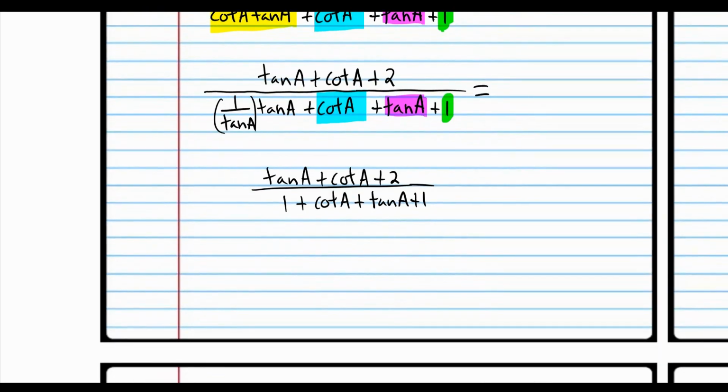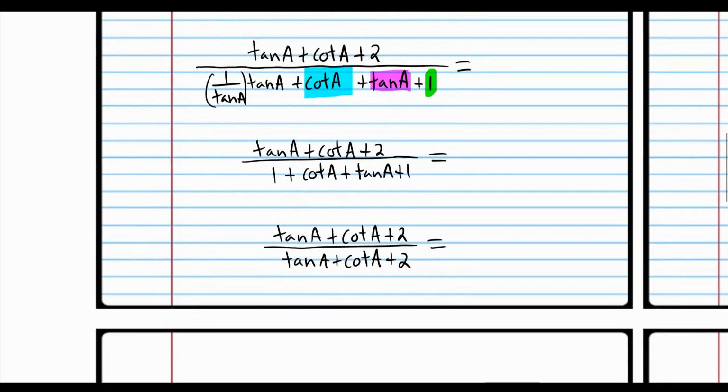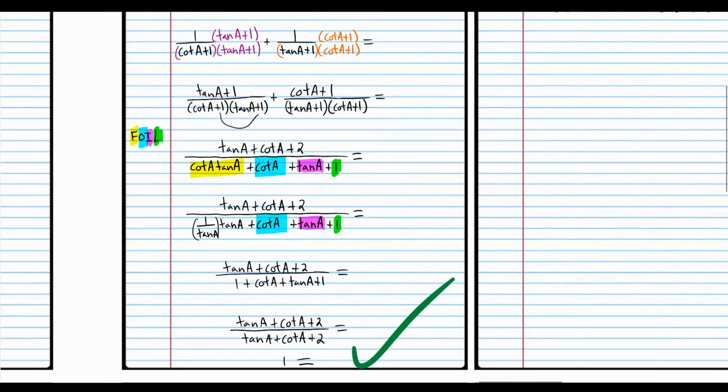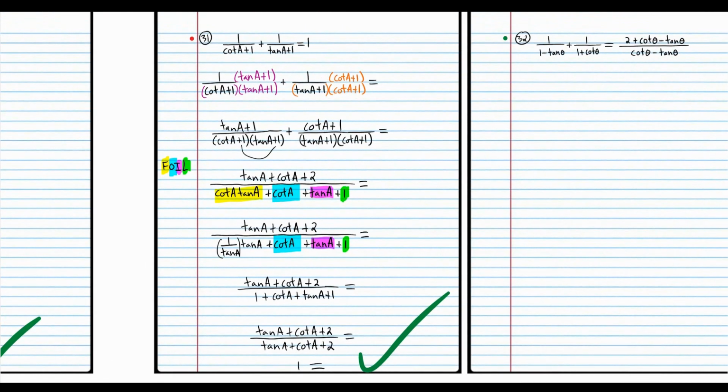So 1 plus 1 is 2. And you don't have to show quite so many steps. So we're left with, if we make the bottom look exactly like the top, using the commutative rule of addition, you can see very clearly that this is equal to 1. So we're done. We proved it. We tried to show that that expression was equal to 1.